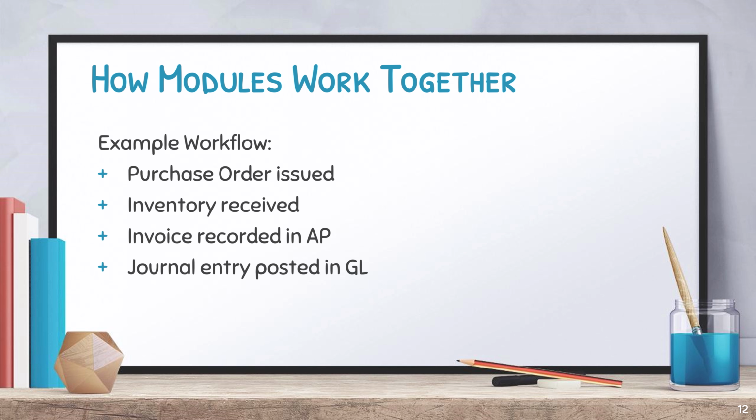Here's how ERP modules work together in a typical workflow. You start by issuing a purchase order for raw materials. Once the goods are received, they're added to inventory. Then, the vendor's invoice is recorded in accounts payable, and behind the scenes, the ERP automatically posts the related journal entries to the general ledger. Every step is connected, ensuring accuracy and efficiency across the system.